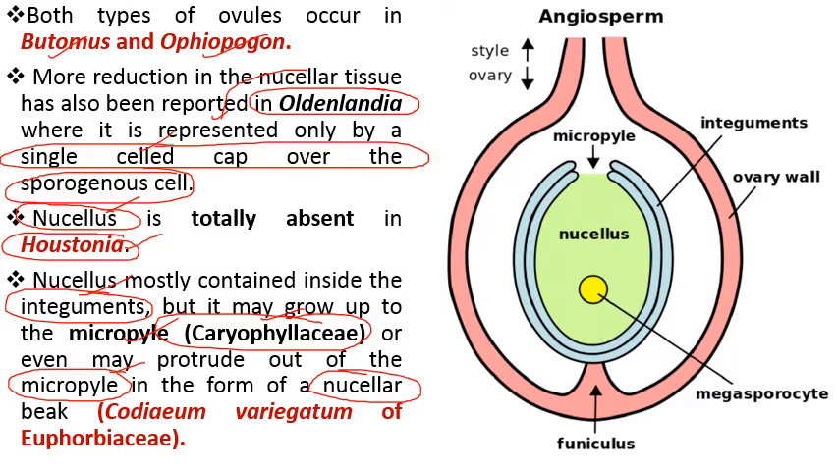एक nucellar beak की form है, like in case of Codiaeum variegatum of Euphorbiaceae. तो एक plant है Codiaeum variegatum जिसमें ये nucellus tissue आता है micropyle से बाहर and forms a beak-like structure which is known as nucellar beak. And this is found in the member of Euphorbiaceae, that is Codiaeum variegatum.